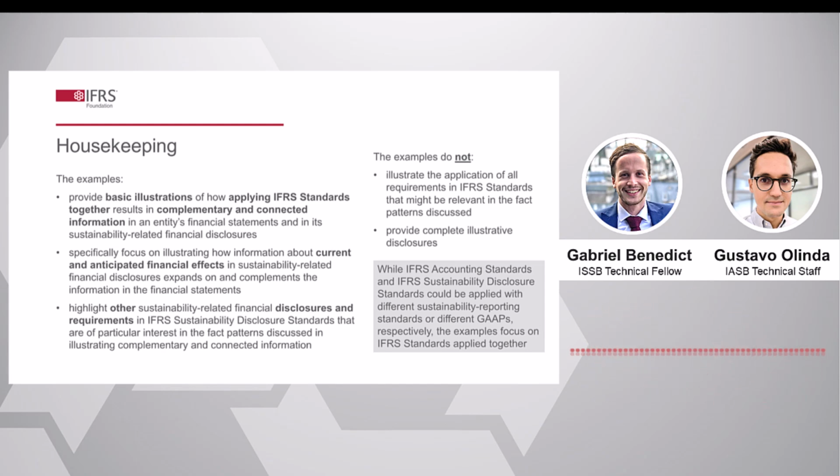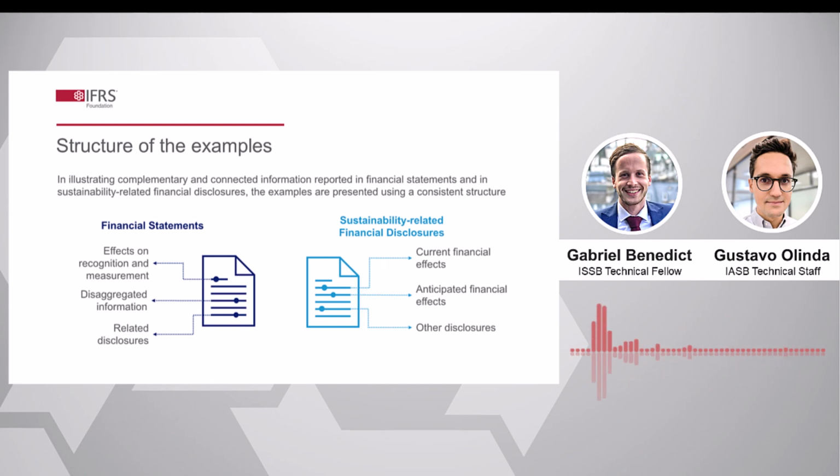illustrative disclosures. From the ISSB standards perspective, we will focus on 2 areas. Firstly, we will illustrate how disclosures about the current and anticipated financial effects of sustainability-related risks and opportunities expands on and complements the information in financial statements. Secondly, we will focus on other disclosure requirements in the ISSB standards that are of particular interest in the fact patterns discussed in illustrating complementary and connected information with the related financial statements. The examples follow a consistent structure. We will first discuss the information reported in financial statements, followed by information reported in sustainability-related financial disclosures.